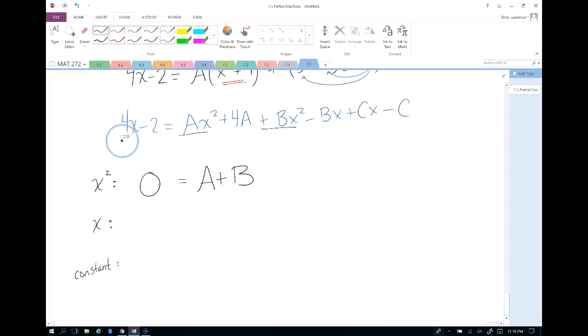For the linear terms, I've got a coefficient of 4 on the left, and then I've got negative b plus c on the right. For the constants, I've got negative 2 on the left, and I've got 4a minus c on the right. This one's not quite as simple as the last one we saw like this.